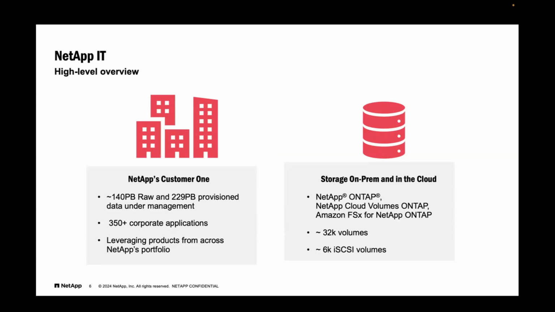We use NetApp ONTAP. We still have a significant on-prem landscape. We have a growing presence in AWS with FSx ONTAP, and CVO in both Azure and AWS, right? In terms of volumes, the petabytes raw and provisioned data that you see translates to about 32,000 volumes, of which about 6,000 are iSCSI volumes. So when you're talking about ransomware protection, this is our target landscape, right?